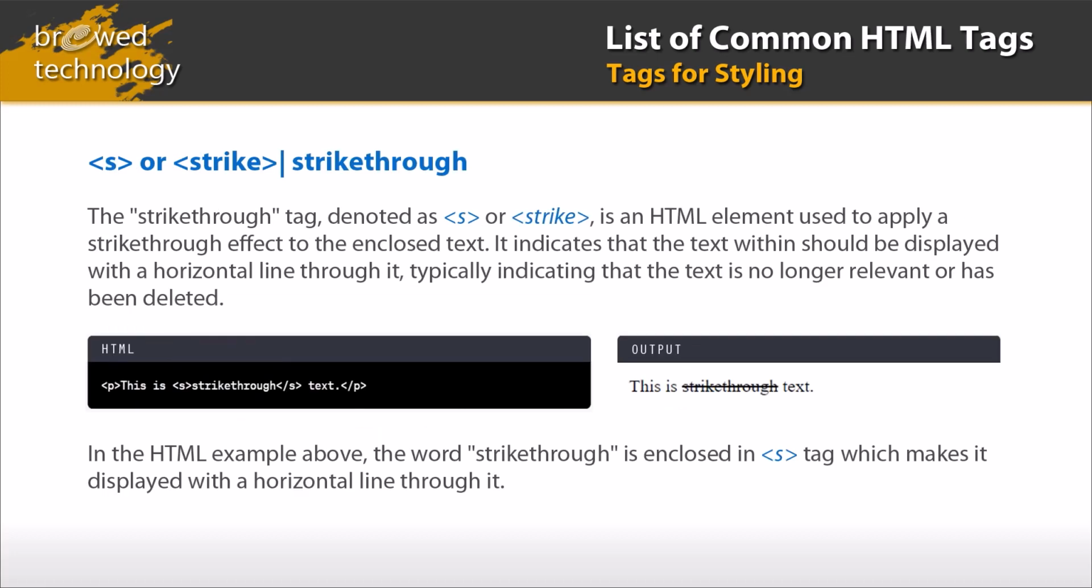The strikethrough tag, denoted as S or strike, is an HTML element used to apply a strikethrough effect to the enclosed text. It indicates that the text within should be displayed with a horizontal line through it, typically indicating that the text is no longer relevant or has been deleted. Here in our example, the word strikethrough is enclosed in S tag, which makes it displayed in our output with a horizontal line through it.